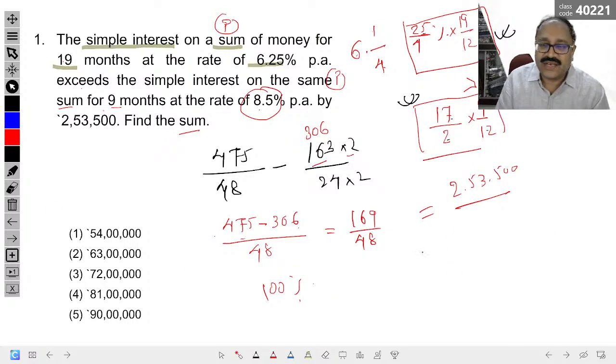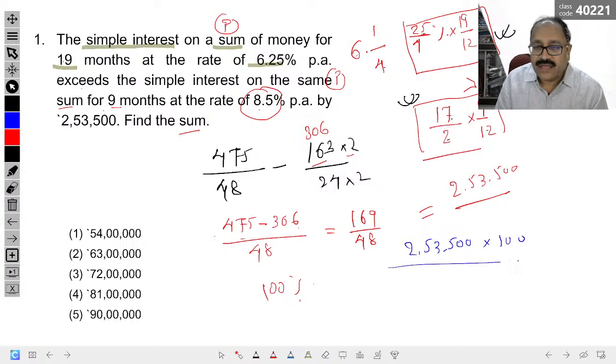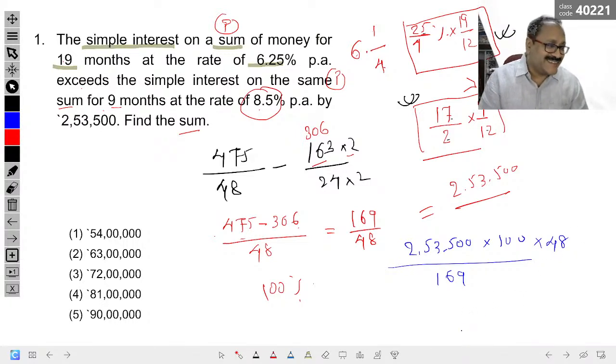And that calculation is 2,53,500 into 100 by 169 into 48. That should be your answer. Wow, Nilambat says option C. Option C. Okay, let's cancel this and see what should be the answer over here.